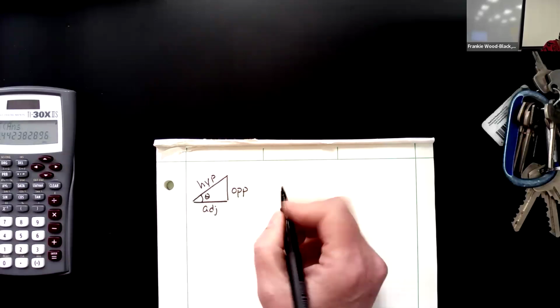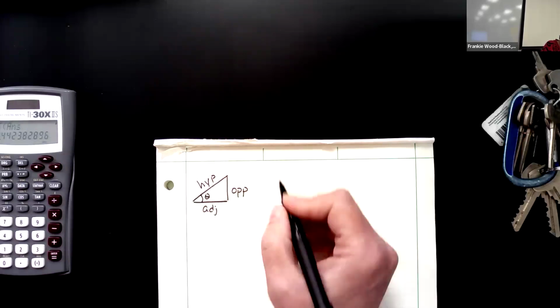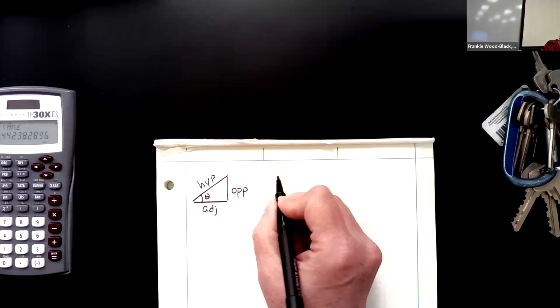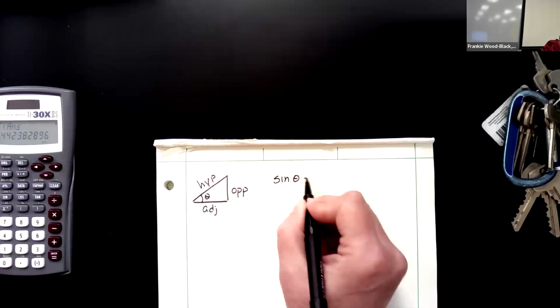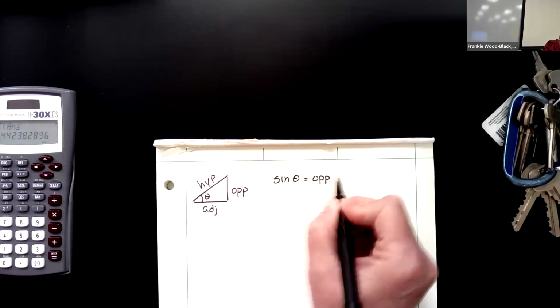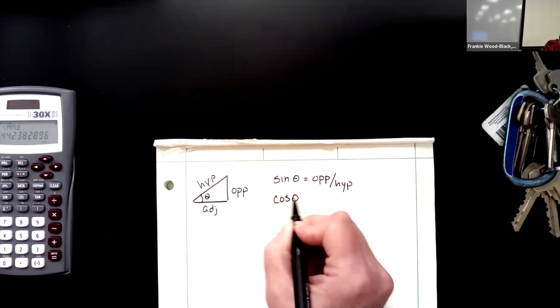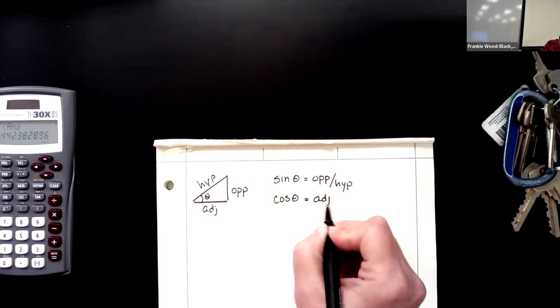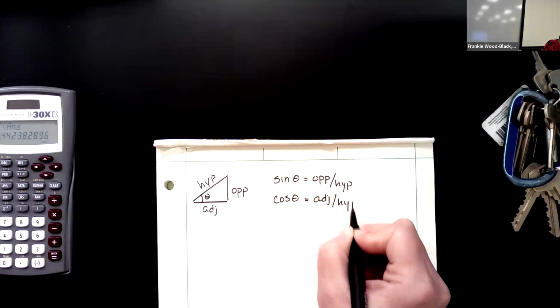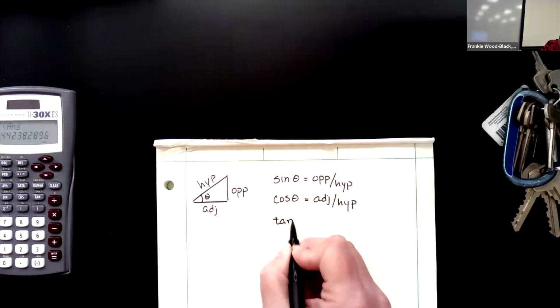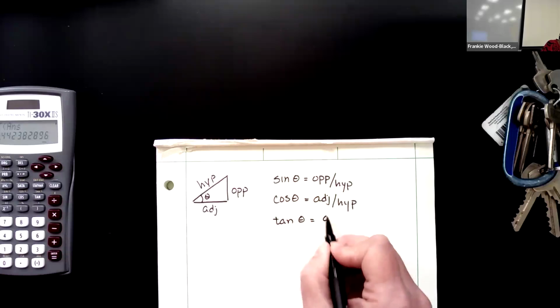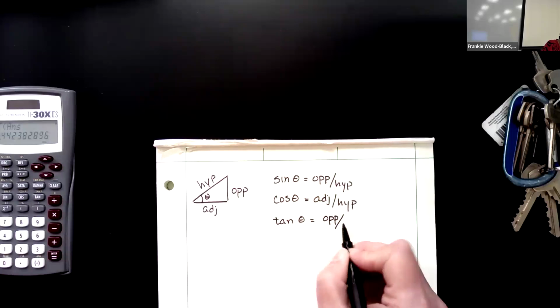We now have my sine of my angle is going to be my opposite over the hypotenuse. My cosine of my angle is going to be my adjacent over the hypotenuse. And tangent of the angle is going to equal my opposite over adjacent.